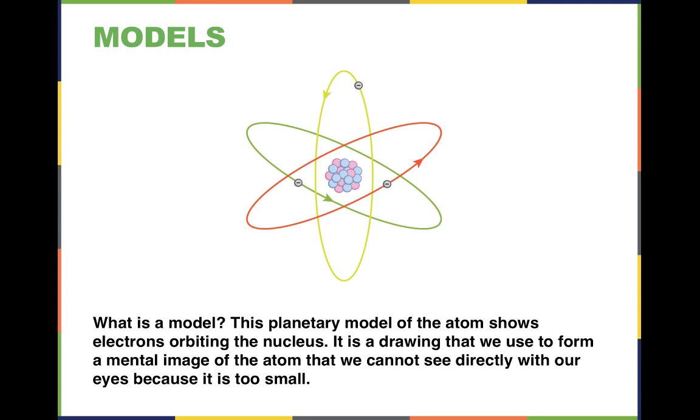We cannot see an atom directly, and it shows the nucleus as the center and the electrons as flying around, like orbiting the nucleus, much like the sun being in the center and the planets rotating around the sun, or a planet being the center and the moons around that planet being those particles that fly around the outside. So this is an example of a model.